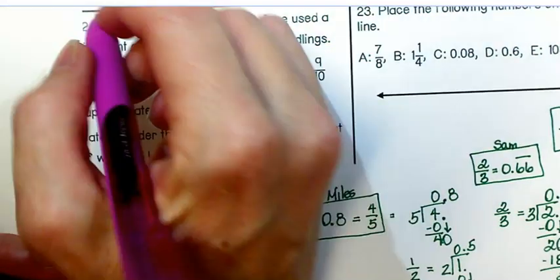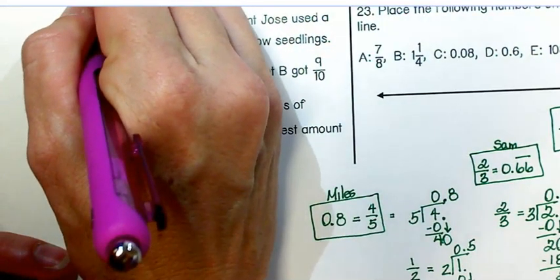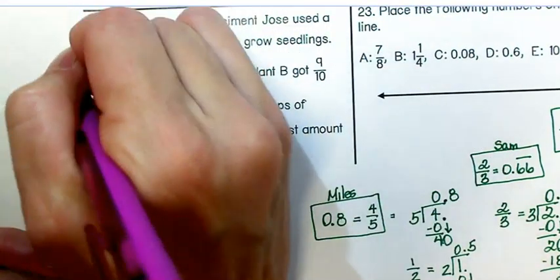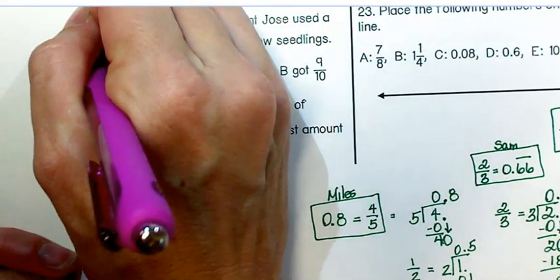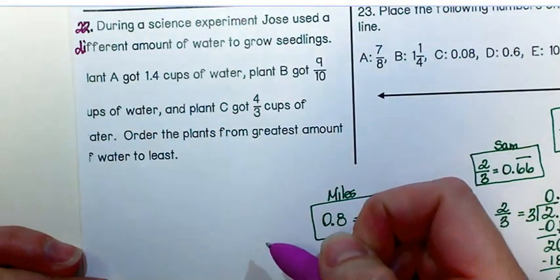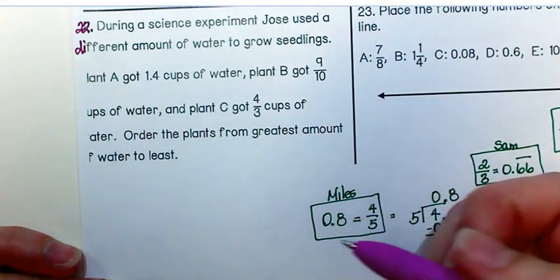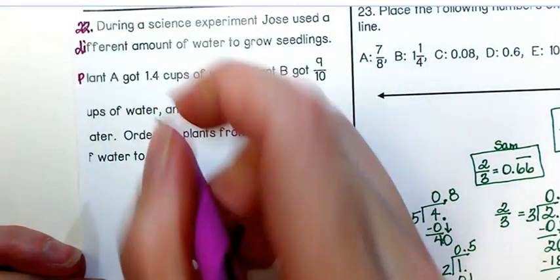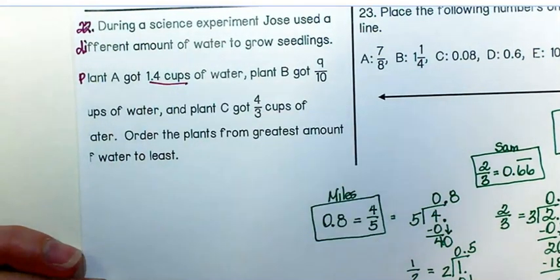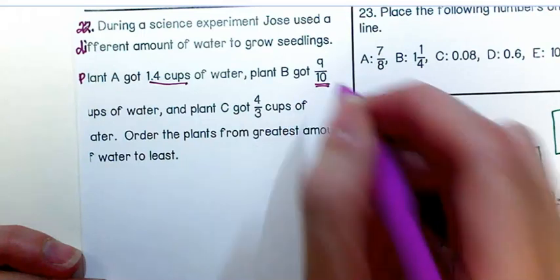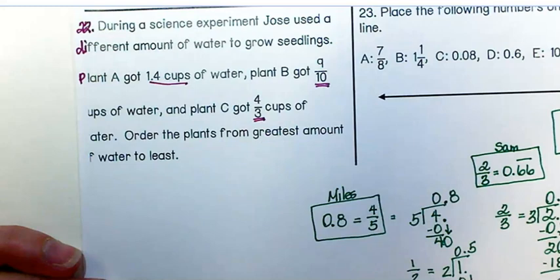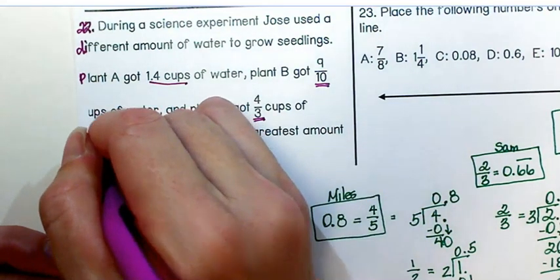Okay, this is, I think, 22, but it's cut off. 22. During a science experiment, Jose used a different amount of water to grow seedlings. Plant A got 1.4 cups of water. Plant B got 9/10 of a cup of water. Plant C, 4/3 cup of water. Order the plants from greatest amount of water to least.